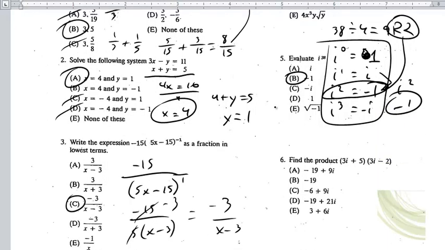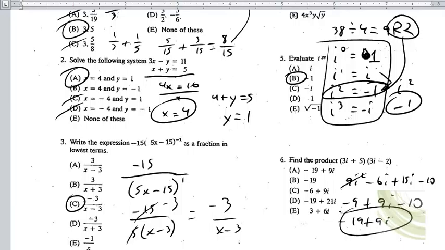Number 6, find the product. So remember, 3i times 3i is 9i squared, minus 6i plus 15i minus 10. Okay, so this gives you negative 9, and you said plus 9i minus 10, and so negative 9 minus 10 is negative 19 plus 9i. Okay, so that one's going to be A.